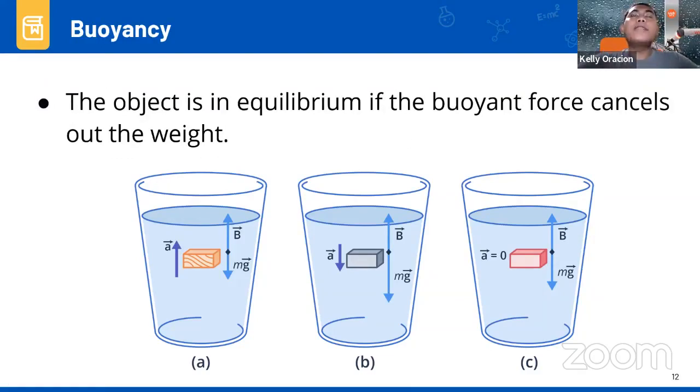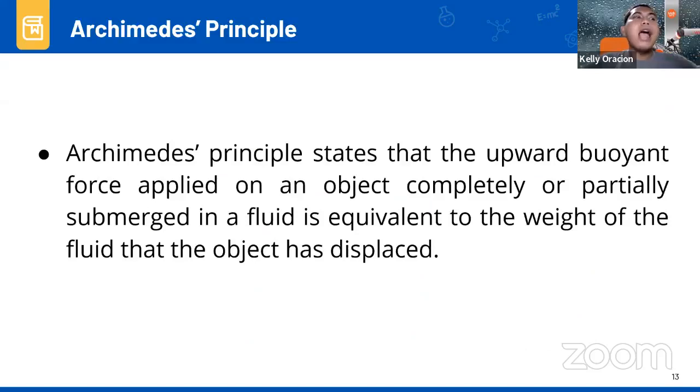However, the object is in equilibrium if the buoyant force cancels out the weight. Archimedes' Principle states that the upward buoyant force applied on an object completely or partially submerged in a fluid is equivalent to the weight of the fluid that the object has displaced.